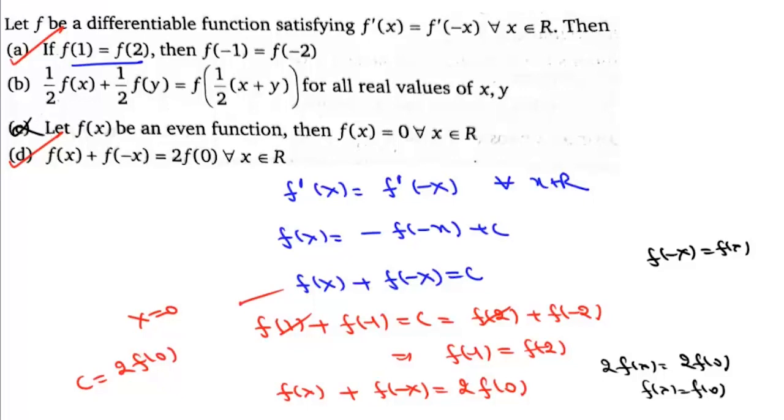Now in B, if we replace y with minus x, we can write f(x) plus f(-x) will be 2 times f(0), which matches with our condition. But then in one special case, this condition is equal to this condition. But generally for different values of x and y, this condition is not true for our function. So this option B may not be correct. So the correct options are only A and D.